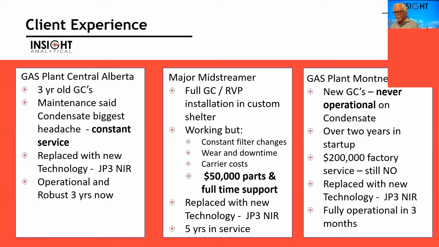A gas plant in the Montney. They had new GCs, relatively new. They had bought them about 3 years ago when we started talking about them. For 2 years, they've been trying to get them up and running on their condi. They had gone to the local distributor. They had gone to the US Sales and Service Office. They had spent over $200,000 in factory service on these analyzers that they had bought and still not up and running. We replaced them with this technology in January of this year. Within 3 months, they're fully operational and they're optimizing their stabilizers. So remember, if we're talking about a stabilizer that they can increase by 6 cubic meters a day, it's $90,000 a month. In 3 months, it's potentially paid back $250,000 already.